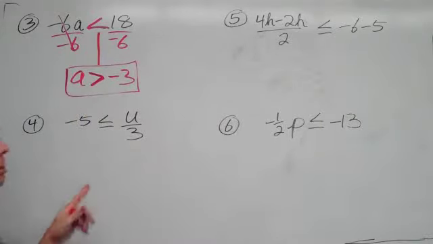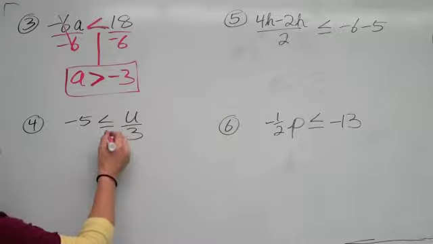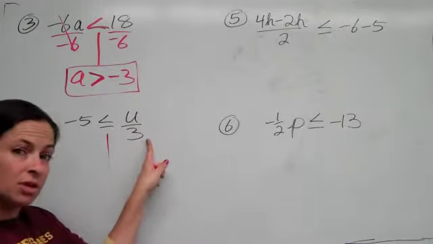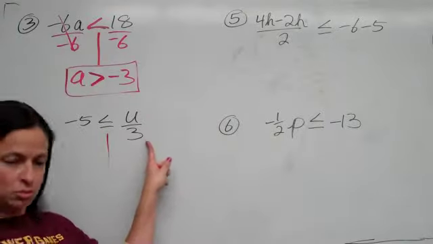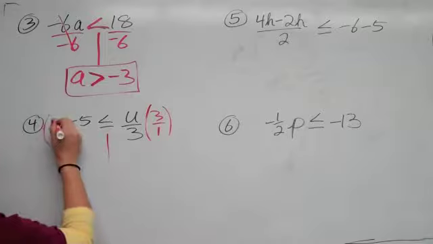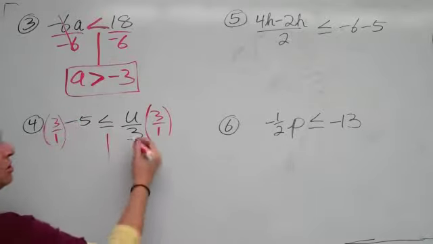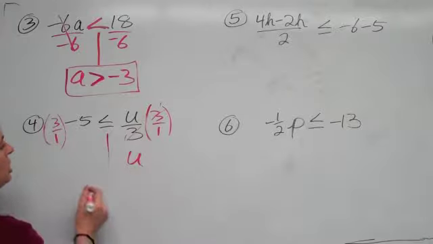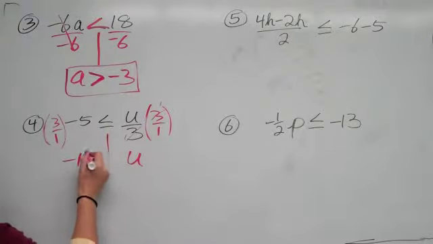Number 4, I want to get the u by itself. It is on the right side of the equation. U is being divided by 3, so the inverse operation is to multiply by 3. And I like to see how it cross simplifies, so the 3's simplify to 1's. So I'm left with just a u, and on this side I have a -15.